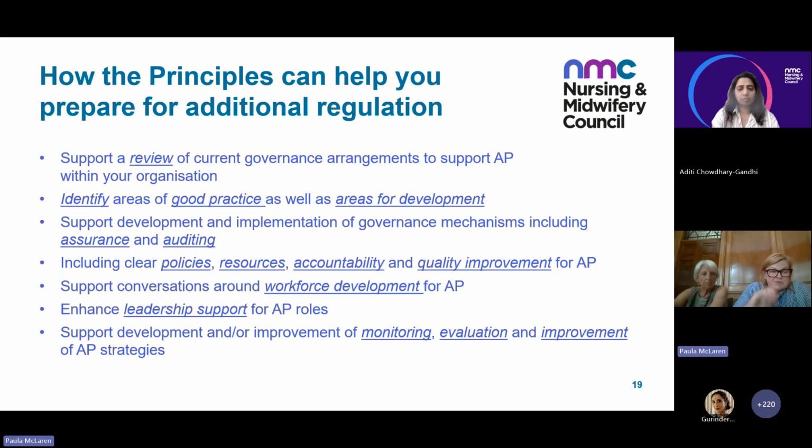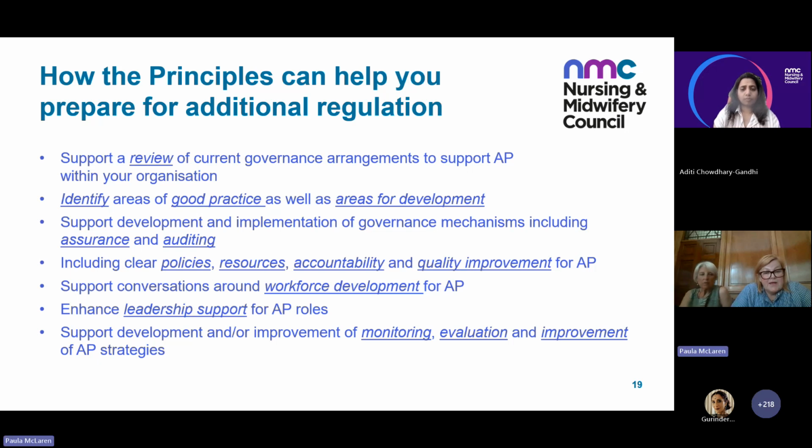So how can the principles help you prepare for additional regulation? So it's an opportunity for a review of your current governance systems and arrangements, and thinking about how you're supporting advanced practice within your organisation. So as we've said, there will be some areas where you're absolutely meeting those principles of best practice, but there might also be areas for development.